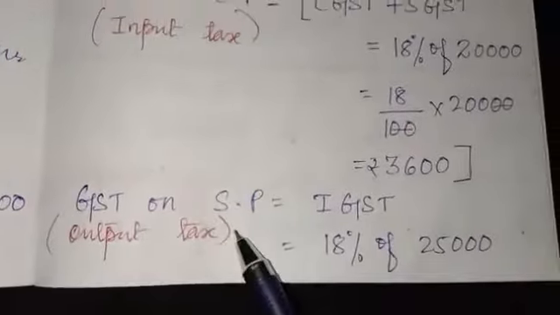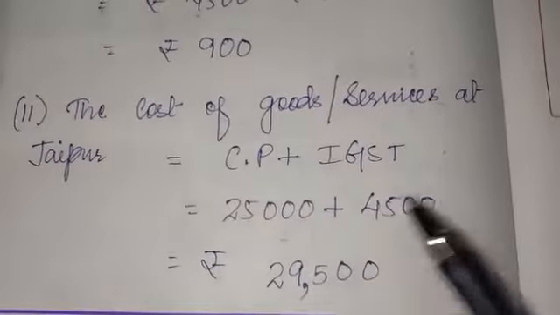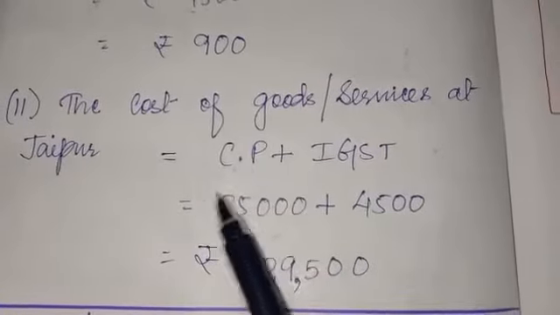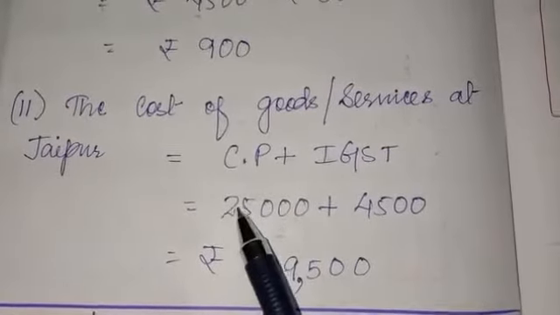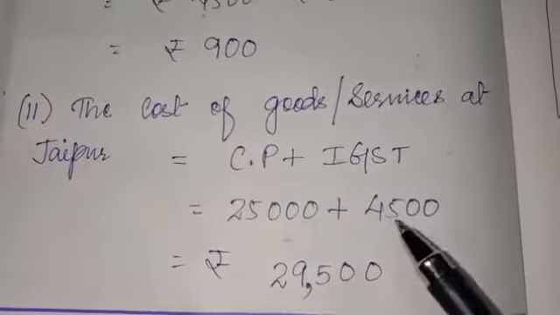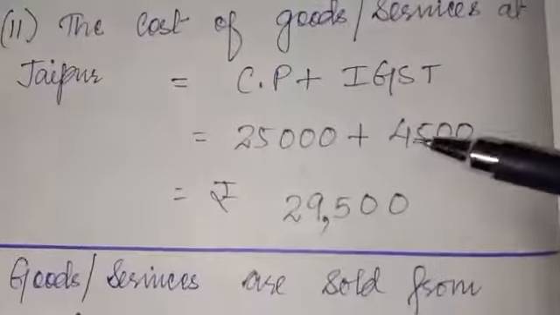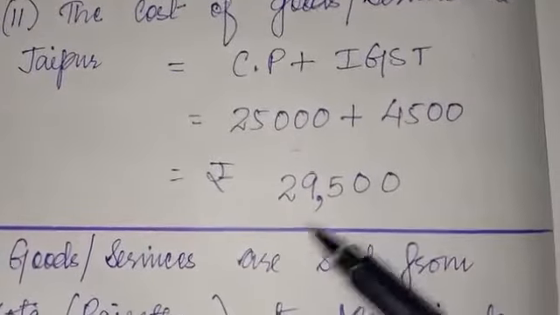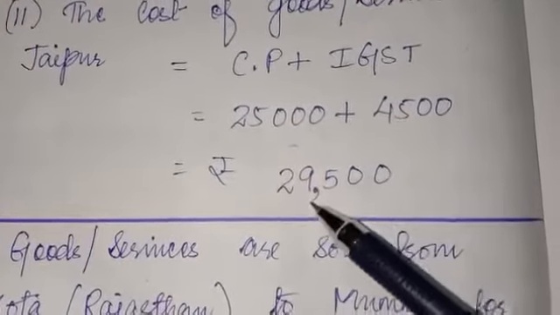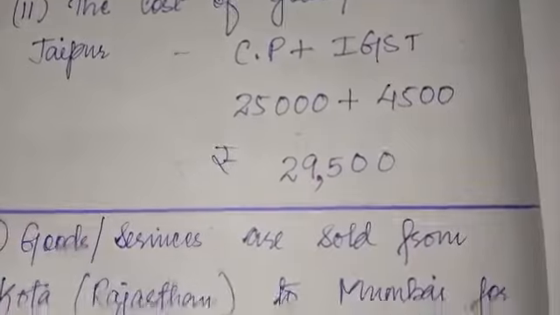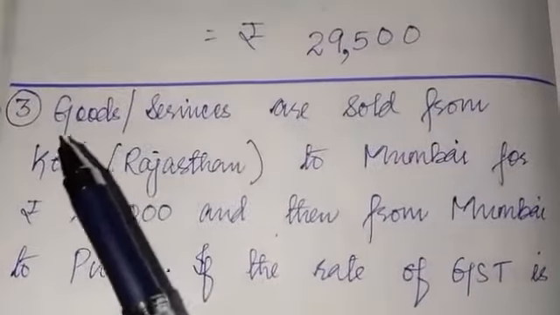Next, you have to find the total cost at Jaipur. Okay, for Jaipur the cost price is only 25,000, but he has to pay tax also, no? The tax of 4,500. Since IGST is 4,500, he has to pay 4,500. So the total cost price is 29,500.